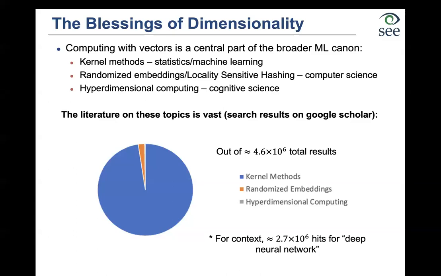So I was just curious, and I typed each of these keywords into Google Scholar. Of course, this isn't a very scientific way to understand the exact counts of papers, but just to give you a rough sense of what is out there. There are about 4.6 million results on these three different areas. For context, that's about twice as many as there are hits for deep neural networks. And of this, the overwhelming majority is devoted to kernel methods, and I'll talk a lot more about those later. But the basic point is just that there's a lot of stuff out there, and so it's worth it for us to take some time to understand what it contains.